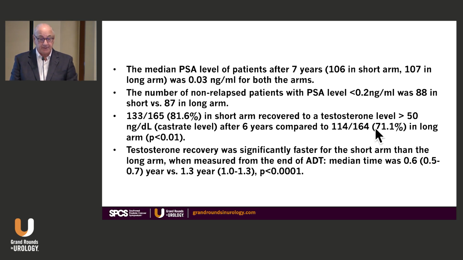The median PSA level of patients after 7 years was the same, 0.03. The number of non-relapsed patients with a PSA that was undetectable was 88 and 87 in both arms, no difference. The short arm recovered testosterone to greater than 50 castrate levels after 6 years at a greater number than the long arm, no surprise based on the other data I showed you. And testosterone recovery was significantly faster in the shorter arm versus the longer arm. No surprise based on the other data I showed you.